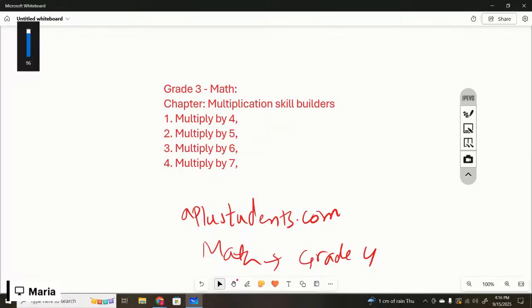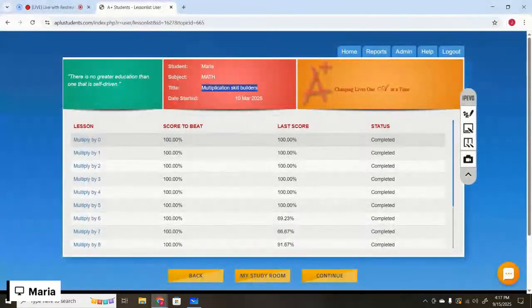The lessons we're going to cover today are multiply by 4, multiply by 5, multiply by 6, and multiply by 7. So please make sure you have your notebook and pencil so that you can note down the important examples and definitions as well. Let's just start with the lesson that is multiply by 4.